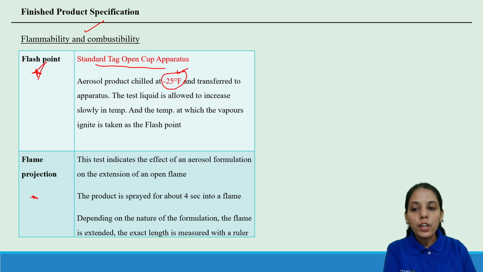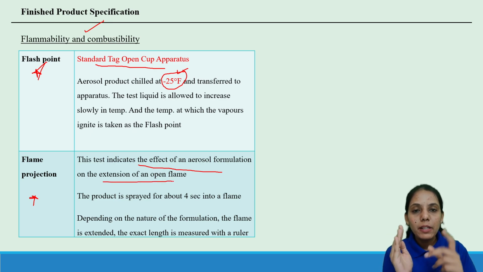Next is flame projection. Till what distance the flame is going after getting ignited, that is nothing but flame projection. This test indicates the effect of an aerosol formulation on the extension of an open flame. For example, already one flame is there. If you are spraying your aerosol, till what distance that flame is covering, that is flame projection. The product is sprayed for about 4 seconds. Remember this also, only 4 seconds you have to spray into the flame.